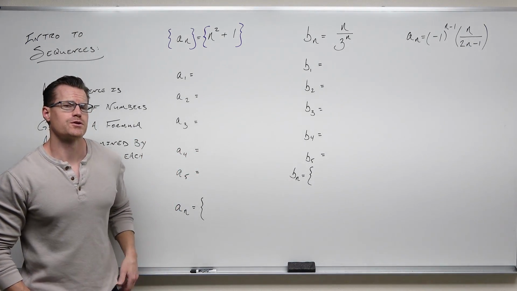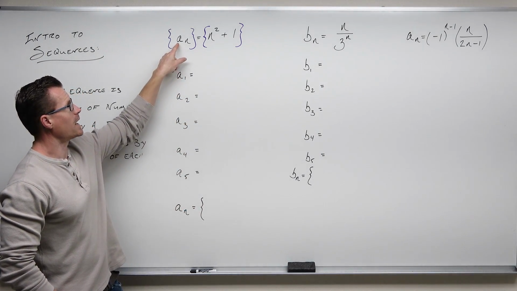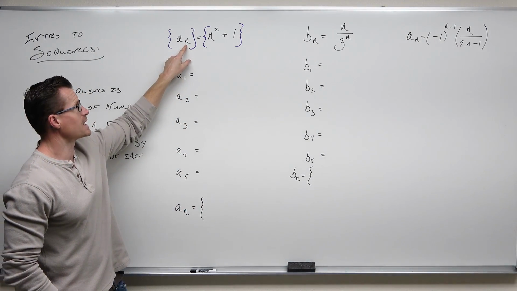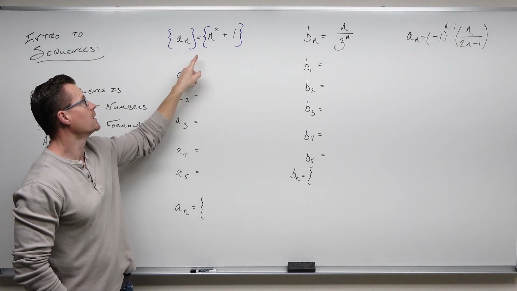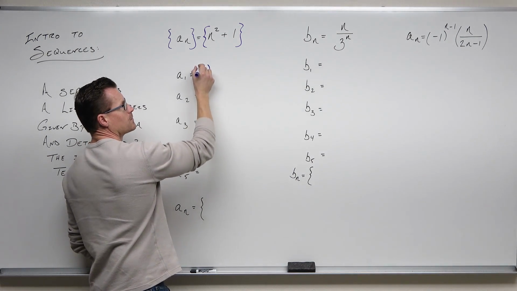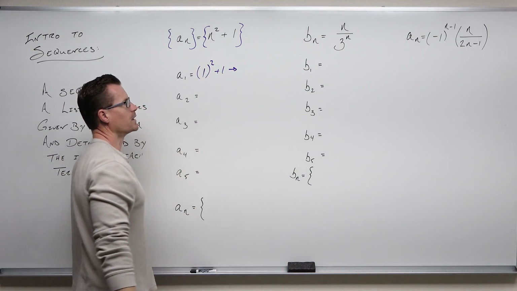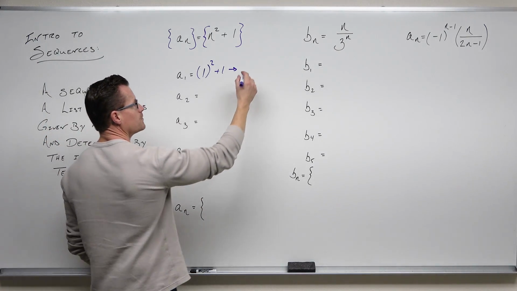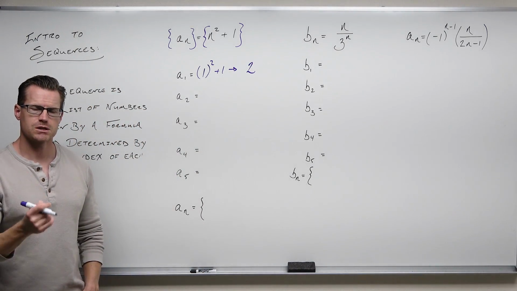So if we want to find the first term, we're going to take 1, our index, and plug it in. So a sub 1, notice how the 1 replaces the n here and must replace the n here, just like a normal function would. So we plug in 1. So a sub 1 would be 1 squared plus 1. That would give you 2. Our first term in our sequence is 2.